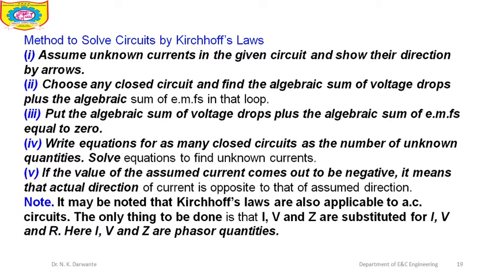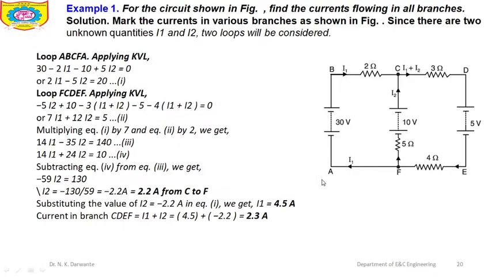Here I, V, Z are the phasor quantities. Phasor means the vector quantities are there and that we need to calculate. But as our discussion is with respect to the DC circuit, we will see only the DC circuit in this unit. But the same rule can be applied to the AC circuit also with slight variations. Now we will see these points one by one. We will take an example, then again we will see the first step and then go ahead. Now for the circuit shown in figure, find the current flowing in all the branches.